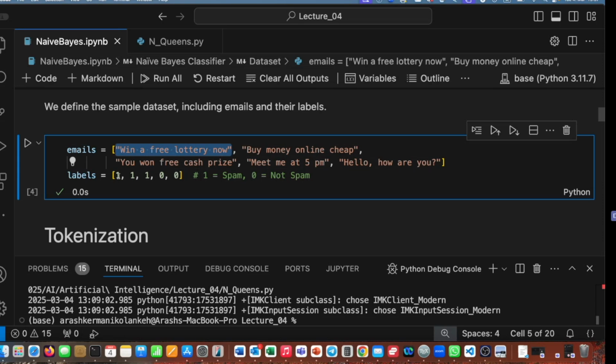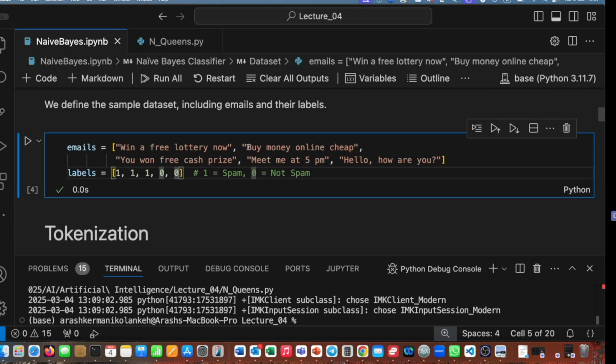The labels are in another list. So these labels correspond to these emails. 1 means spam, 0 means not spam. You follow, for example, you look at the second email, "buy money online cheap", has the label 1. It is spam, yes? And "hello, how are you?" Is it spam or not spam? It's not spam. So we want to have some statistical information about these things.